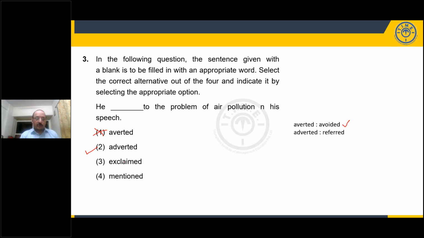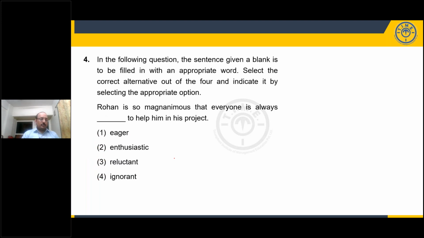Now, firstly, the "to" would not be needed. So 3 is wrong. And again, he mentioned the problem of air pollution. The "to" is not needed. So 4 is also wrong. Because for 1, 3, and 4, we don't need this "to", but the "to" is there. So they get eliminated. Option number 2. He adverted to the problem of air pollution in his speech. All right, guys, I hope this makes sense. All right. Now, question number 4.